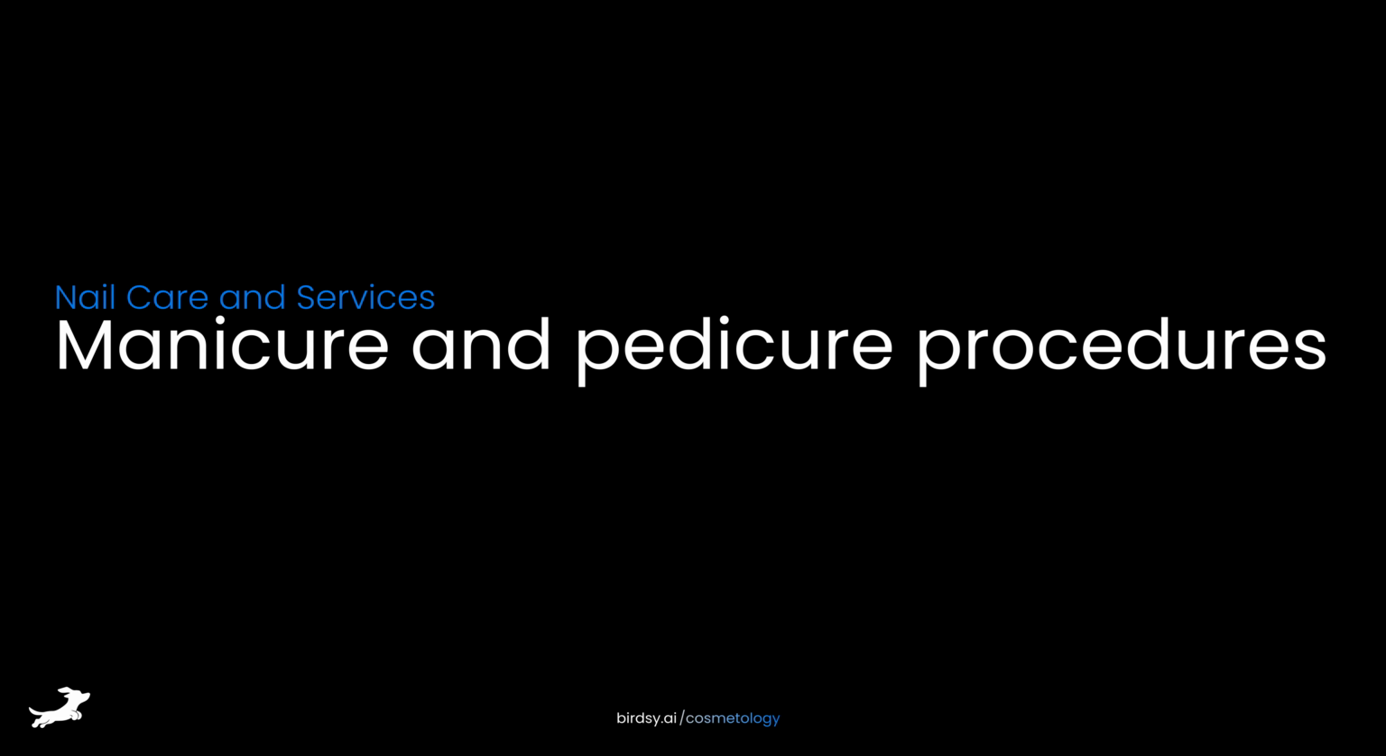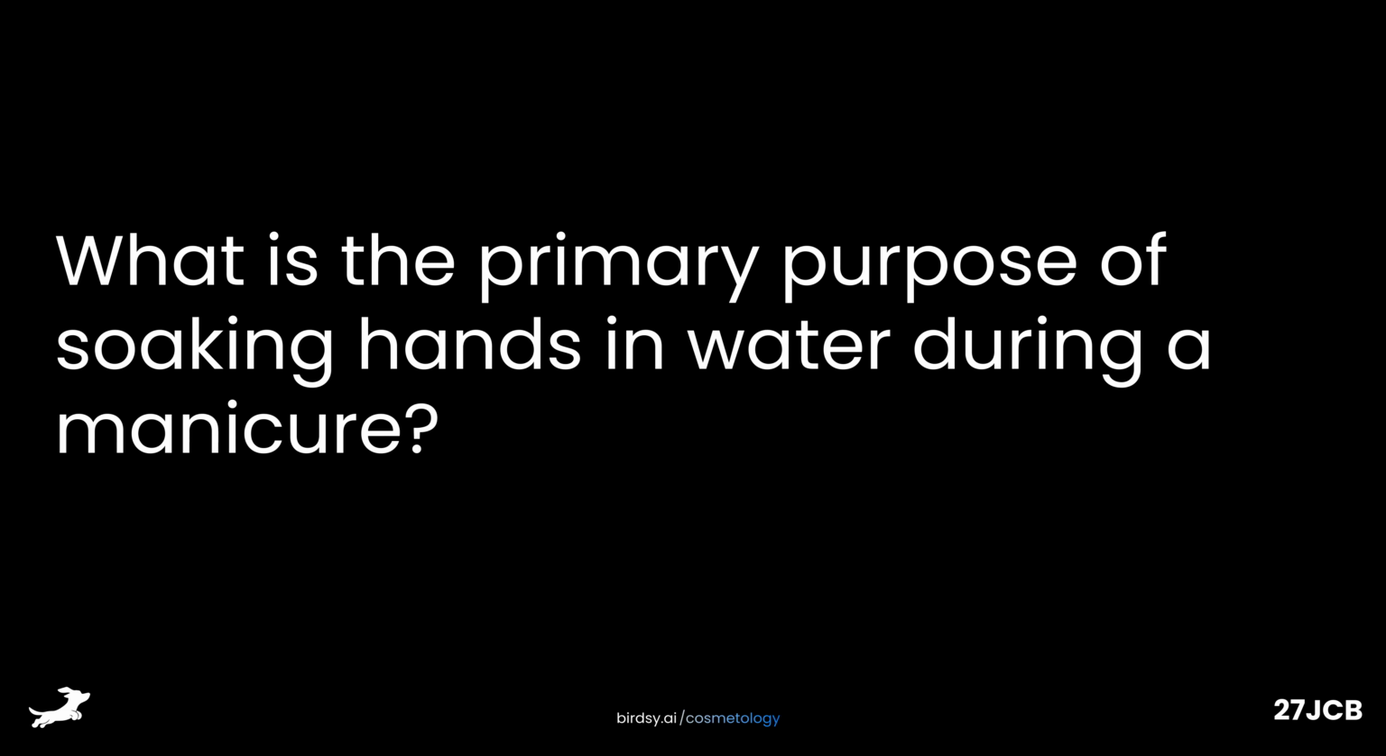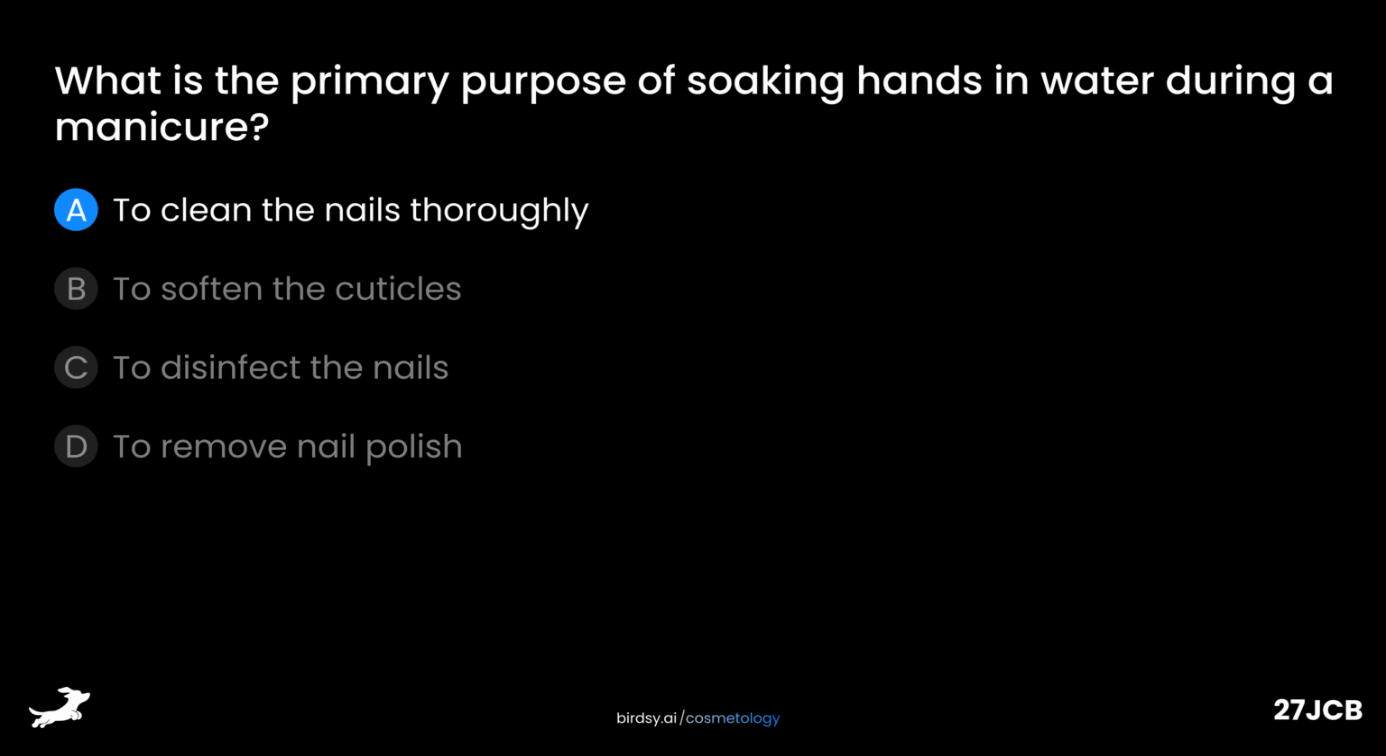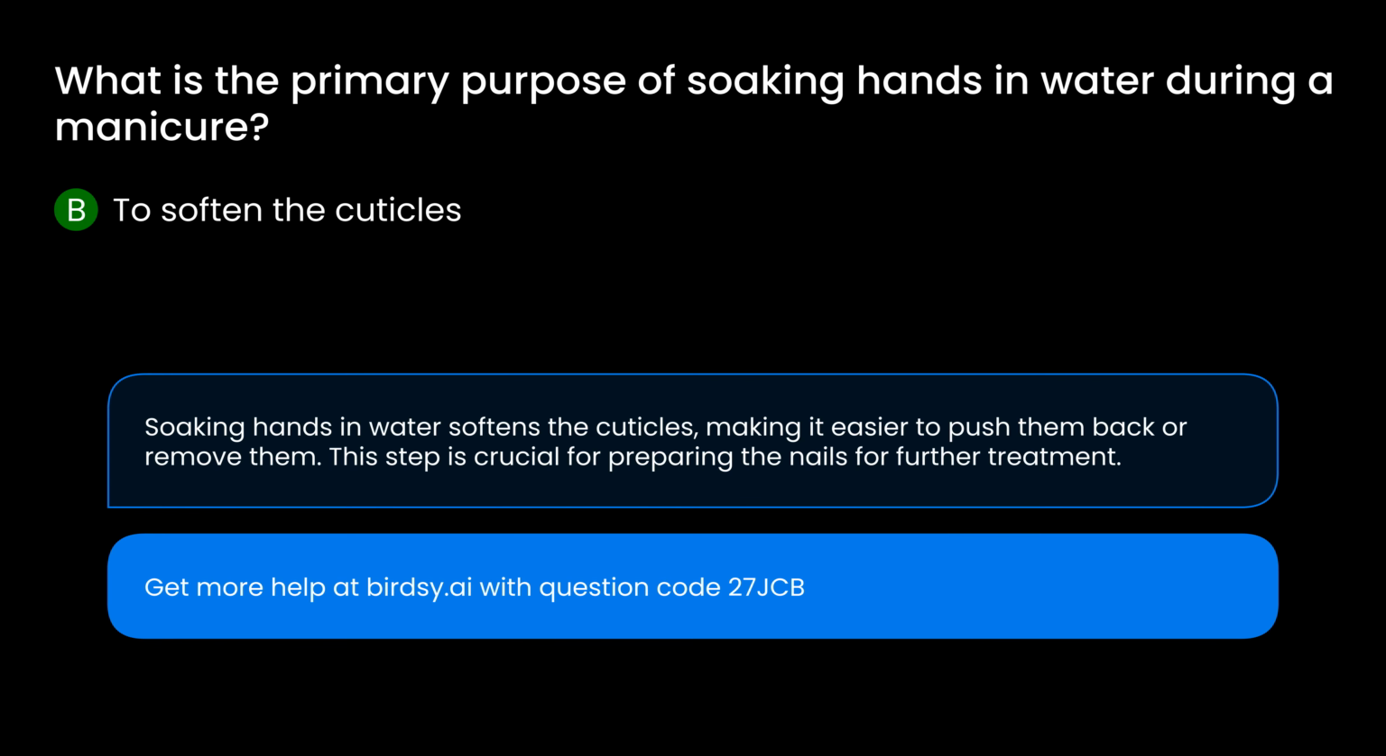Manicure and pedicure procedures. What is the primary purpose of soaking hands in water during a manicure? Is it A, to clean the nails thoroughly, B, to soften the cuticles, C, to disinfect the nails, or D, to remove nail polish? The answer is B, to soften the cuticles. Soaking hands in water softens the cuticles, making it easier to push them back or remove them. This step is crucial for preparing the nails for further treatment.